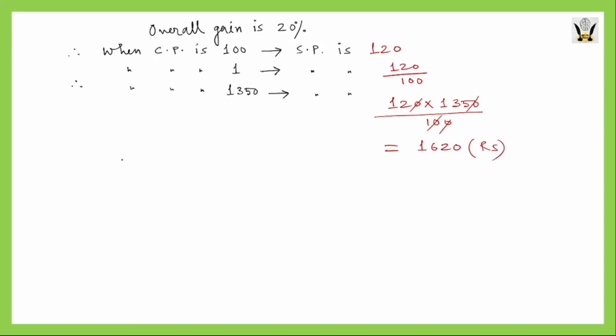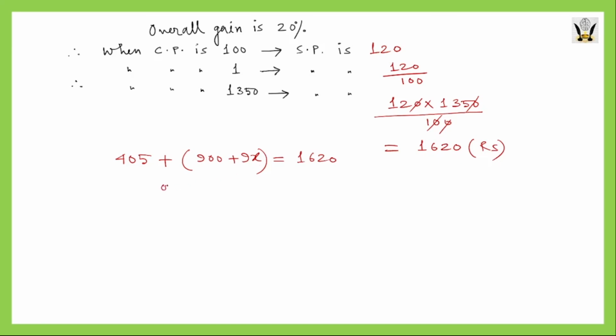Now we have found the selling price of the first item, which was 405, and for the other two items the total selling price was 900 plus 9x, as we just saw. If we add these two values, that will be the total selling price of all three items, and that will be equal to 1620. Now this is a linear equation in a single unknown variable x.